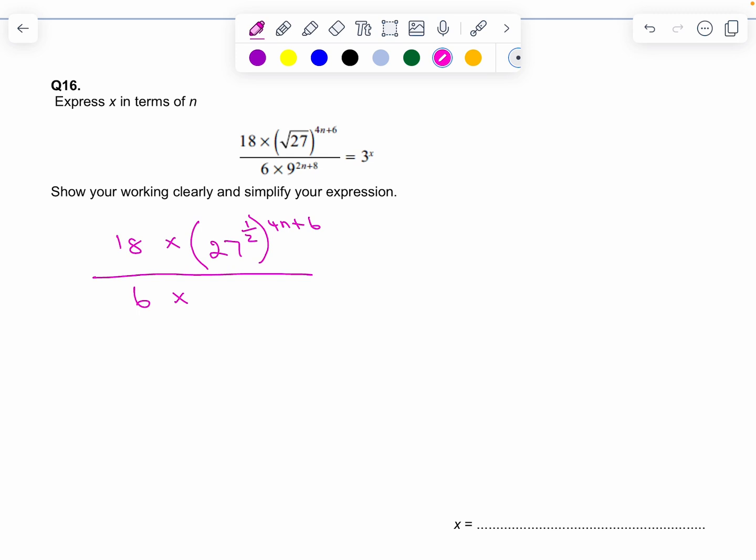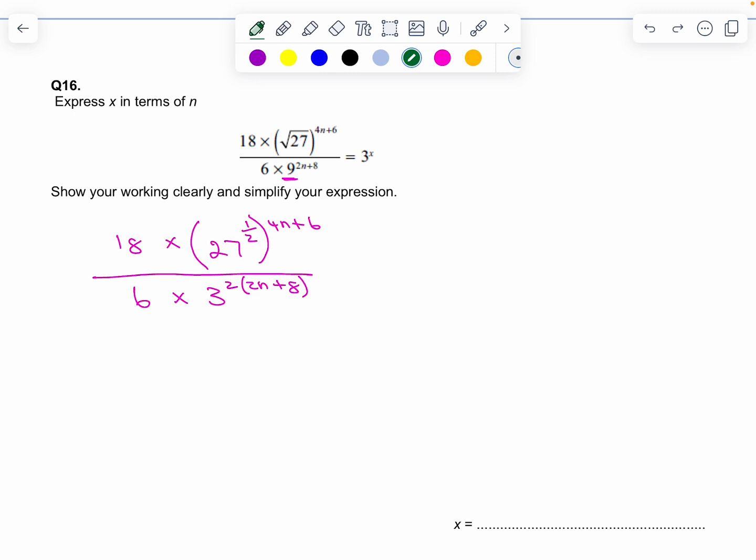Over 6 times. Now I'm going to split this up already. I know that 9 is just 3 squared. And then I've got the 2n plus 8 there. So all I've done is rewritten 9 as 3 squared, which is 3 times 3. The other thing I can do, again, because all I want is to have it all written in terms of 3 to the power of something.